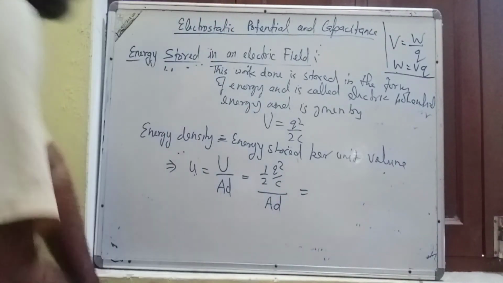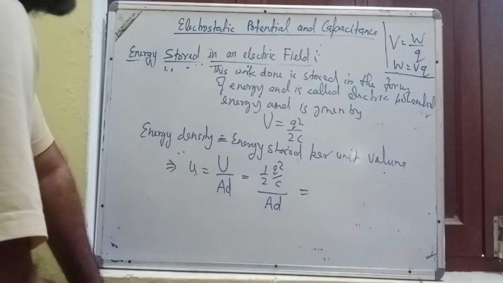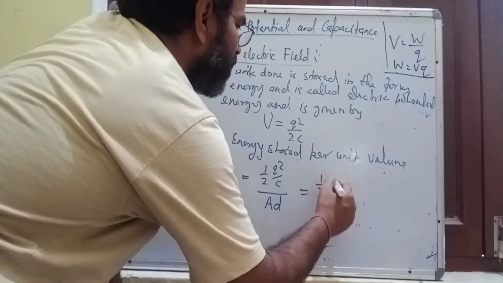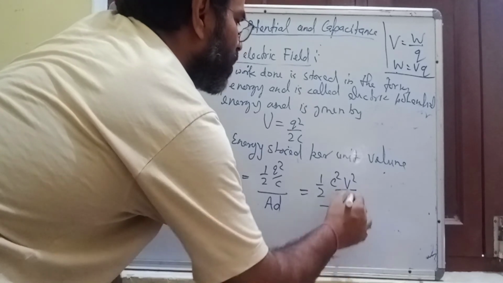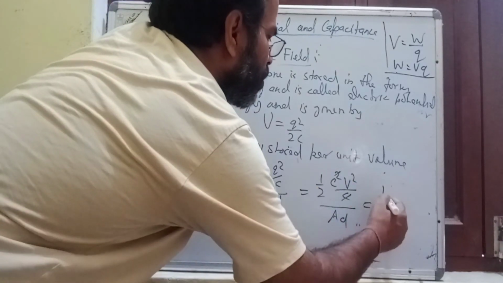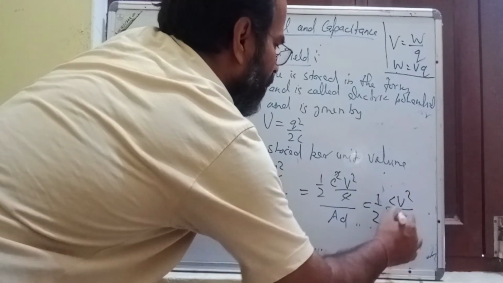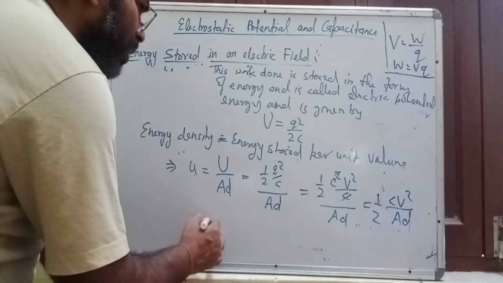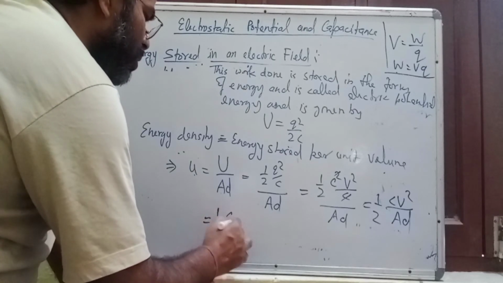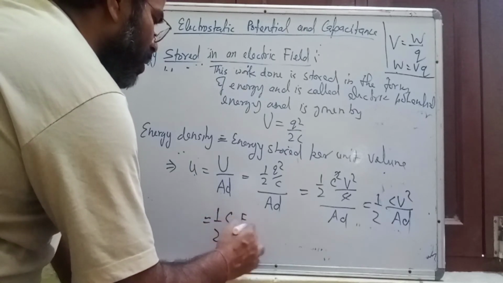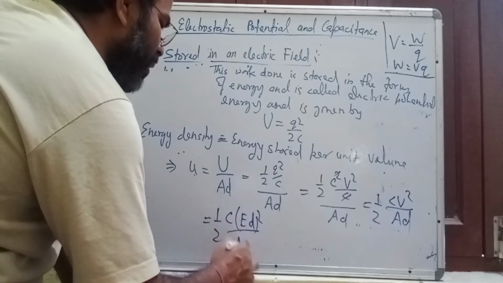How can you solve this? You know that Q equal to CV. You can write C squared V squared upon C upon Ad. This C will cancel out. This will be equal to half CV squared upon Ad. Now since we know that V equal to E into d, where d is the distance between the plates of the capacitor, we get half C, E d whole squared, upon Ad.